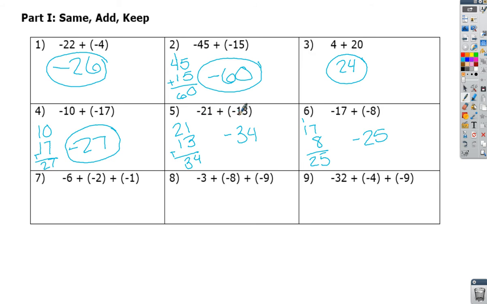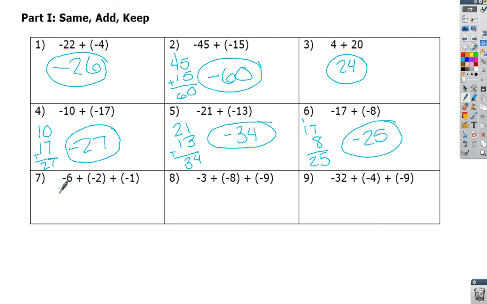Number 5, we have -21 plus -13. Our signs are the same, so we're going to add and keep our sign. 21 plus 13 is 34. Keeping our sign, we have a -34. For number 6, we have -17 plus -8. Our signs are the same, they're both negative. So if the signs are the same, we add and keep the sign. 17 plus 8 is 25, and our sign is negative, so it's a -25.